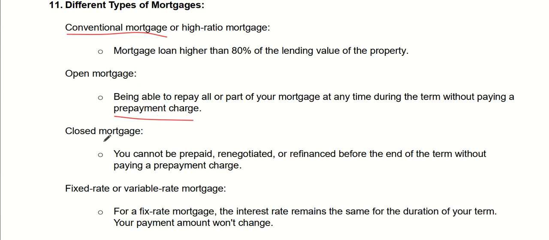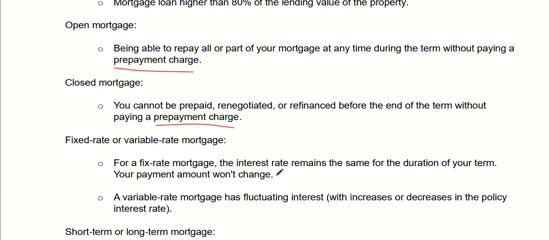Whereas a closed mortgage, you basically have limitations to how you pay it. If it's a closed mortgage, you cannot prepay, you cannot renegotiate, you cannot refinance without paying a prepayment charge. So let's say you win the lottery and you want to pay off your house. The closed mortgage will not let you pay off your house. If you do try to pay off your house, you're going to have to pay this extra fee, which most people do not want to do.